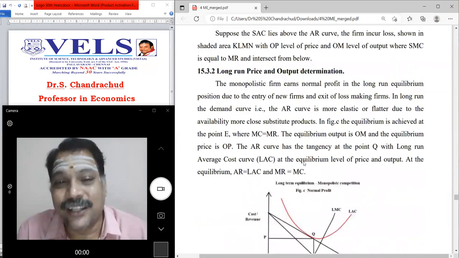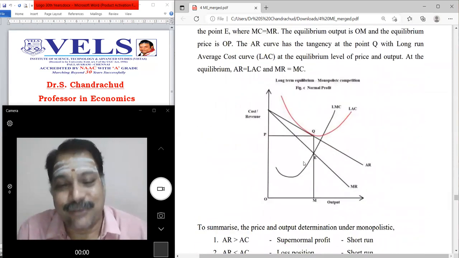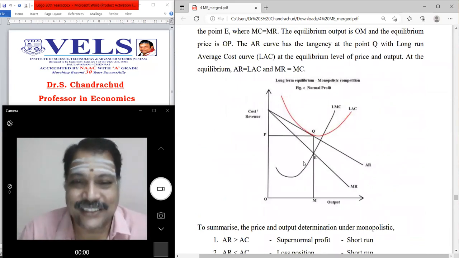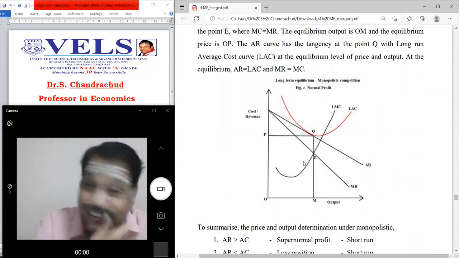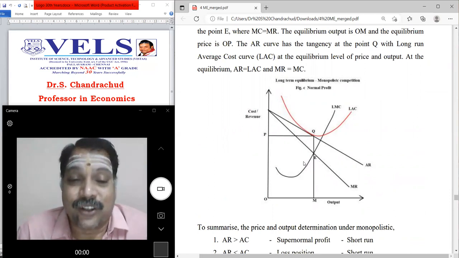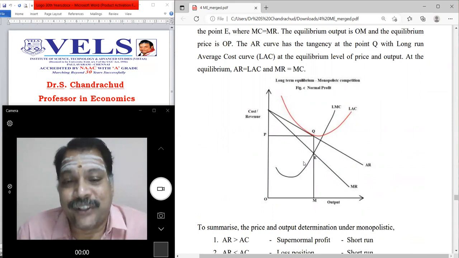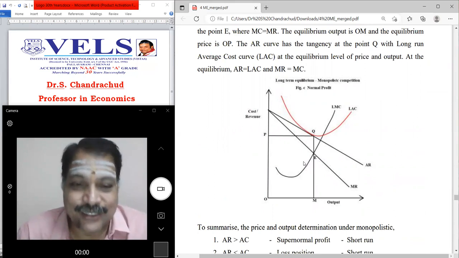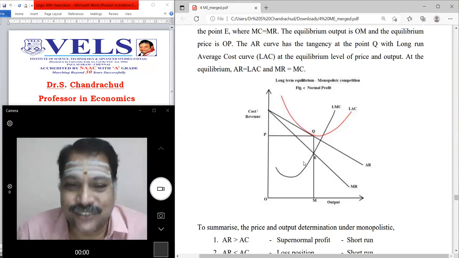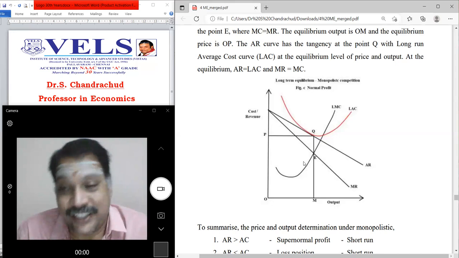Let us move to the long run. We are doing the same thing: we measure output on the x-axis, and cost value and revenue value on the y-axis. So it's a price line. Here also we draw the average revenue curve and the marginal revenue curve, sloping downwards from left to right. When we draw the marginal cost curve, here we mention it as LMC because it is the long run marginal cost curve. It intersects at the point E.